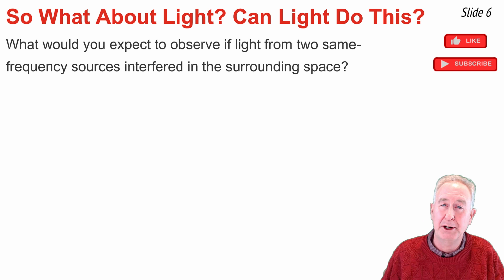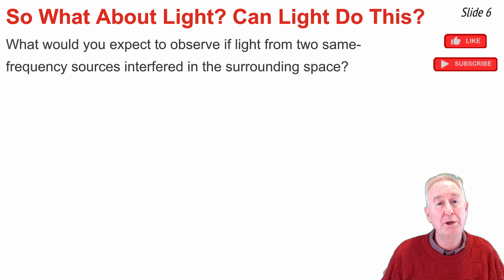So we've just seen a two-point source water interference pattern with alternating nodal and antinodal lines. And we have to ask the question, what about light? Could light do this same thing? And if light did do this same thing, what would you expect to see from two same frequency light sources producing light waves that interfere in the surrounding region?